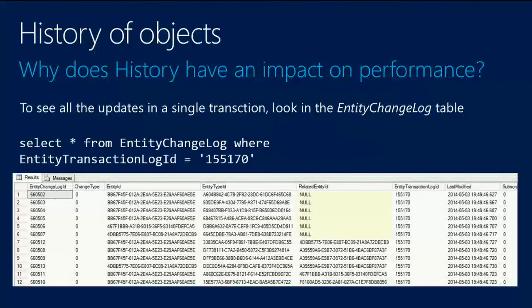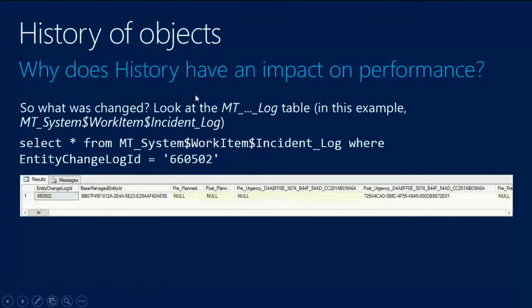If you would like to see exactly what was done in one particular change, you can take the entity change log ID, that's this value, and query another table. Now, depending on the class of that object, you'll have to query the correct table. But all these tables start with MT underscore something underscore log. So the log tables are named like this. In the case of an incident, we'll have to query the MT system $work item $incident underscore log table. So let's take that change value from the previous query and put it in here.